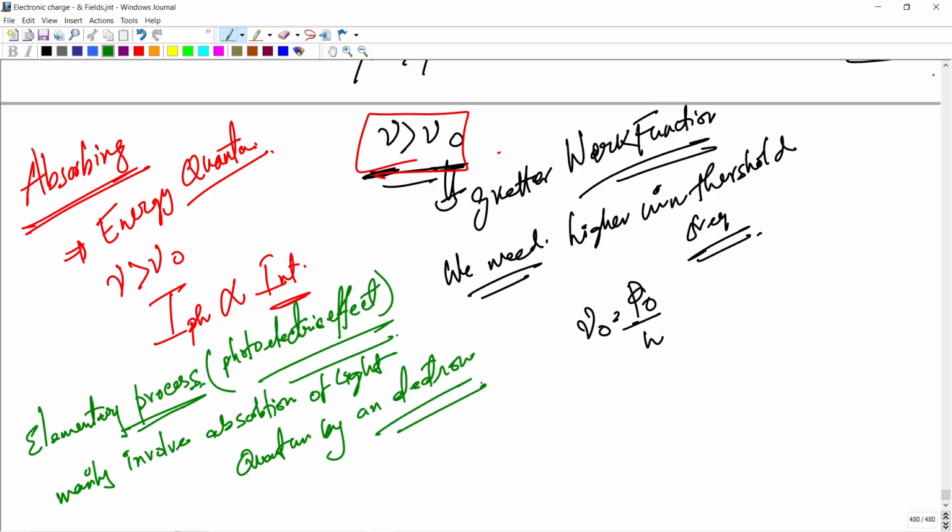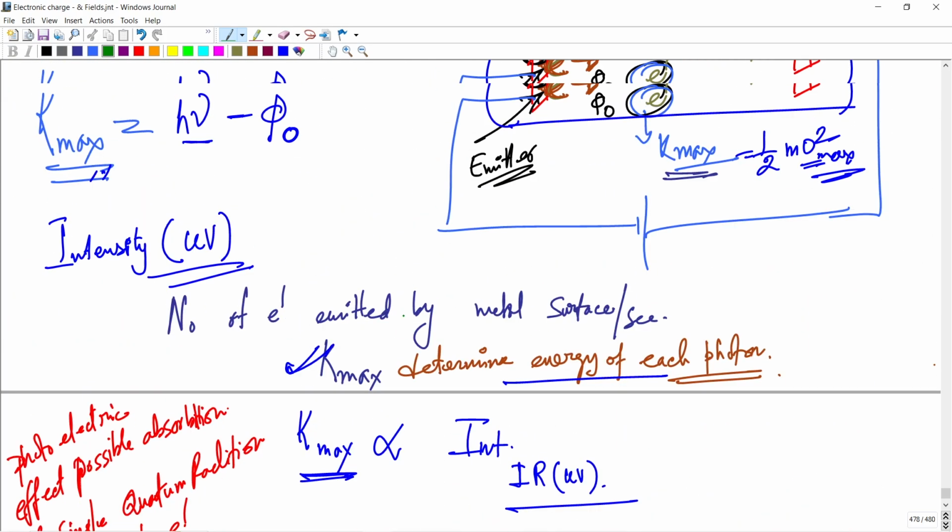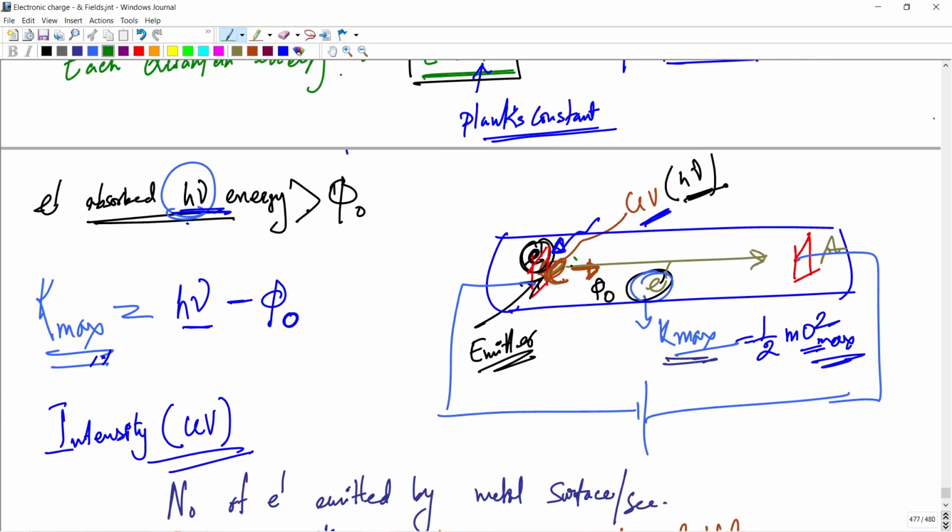Okay, so we know that when an electron moves from the emitter plate to the acceptor plate, there is an electron absorbing energy from UV ray. The energy is not continuous, it is discrete. So the electron released from that metal is also discrete. Obviously, the number of electrons is discrete.